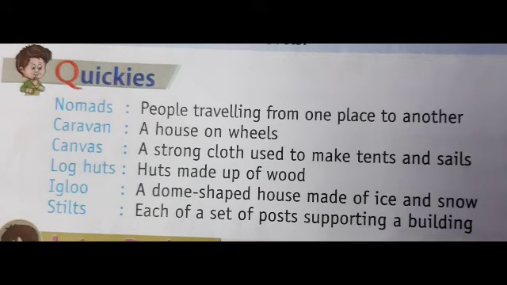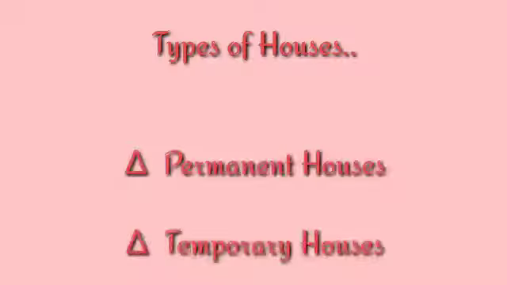Next is igloo. Igloo means a dome shaped house made of ice and snow. Next is stilts. Stilts are a set of posts supporting a building. So let's move on to the explanation. First we will know about types of houses.